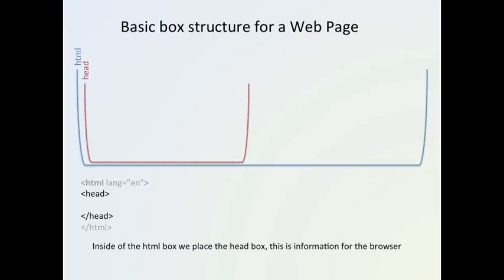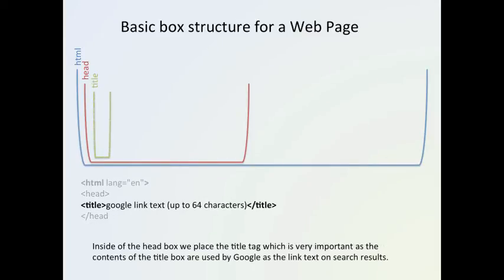Now the first box that we put in the HTML box is the head box. The head box is pretty much information for the browsers to use. Some of that information is going to be the title. Now that title box is pretty important because that's what Google and other search engines use as the display text for the hypertext link on their search results. So you want to make sure you put something good in there.